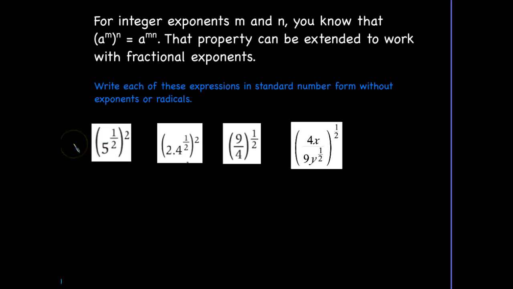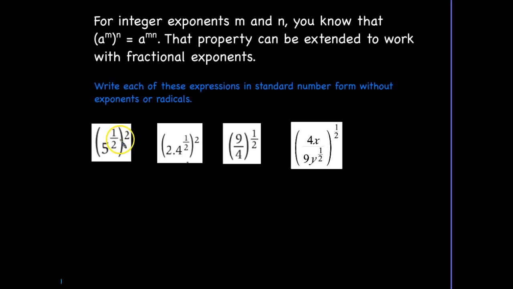We want to go ahead and write each of these expressions in standard number form without exponents or radicals. So how can we simplify this? Well, using this property, don't be afraid that there's a fraction here. We still apply the property. We are taking the power of 1/2 and we're raising it to 2. So in other words, we have two of these expressions. 5 to the 1/2 times 5 to the 1/2.